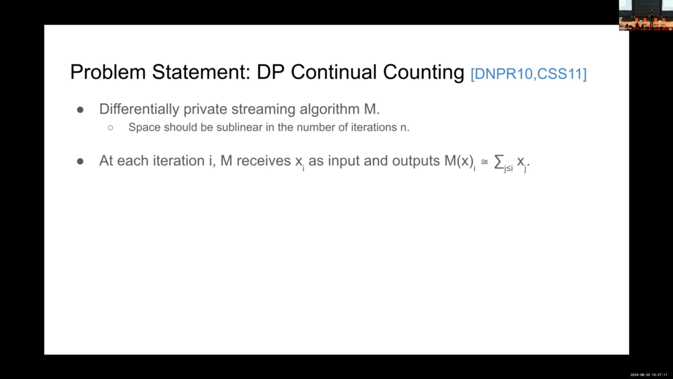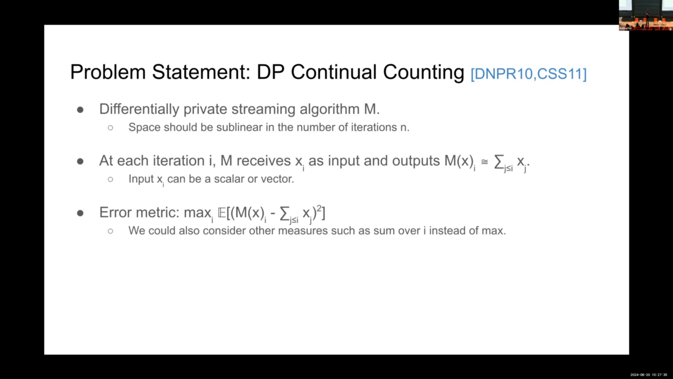At each iteration, the algorithm receives an input xi, and it produces an output, which is the sum of all the xi's it's seen so far, or an approximation of that. The input can be a scalar or a vector. I'm not going to get too hung up about that. Then we have an error metric: we just take the maximum variance of the answers. You could use a different error metric, but let's stick with that.